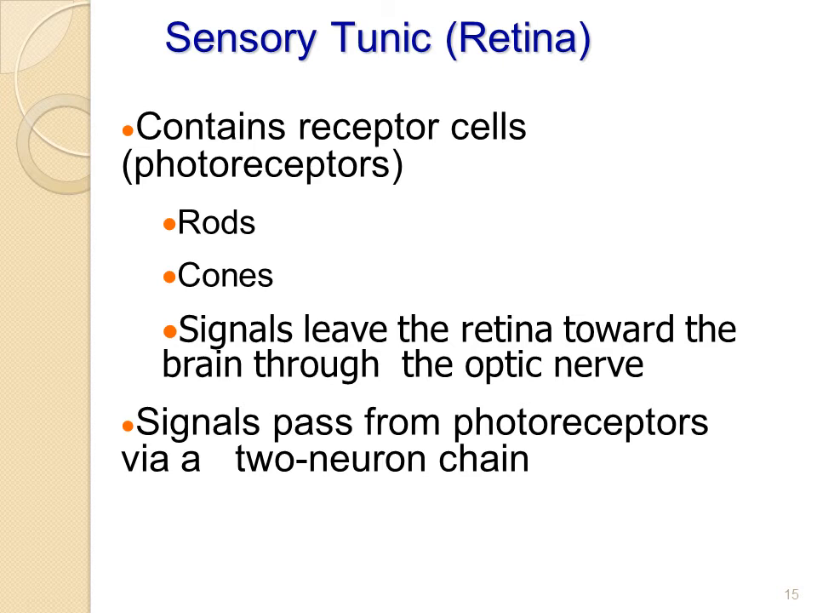The sensory tunic includes the retina, which contains receptor cells. This is very important because the retina contains the sensory receptors, the photoreceptors, which include the rods and the cones. Signals leave the retina toward the brain through the optic nerve, and pass from the photoreceptors, meaning rods and cones, via a two neuron chain.